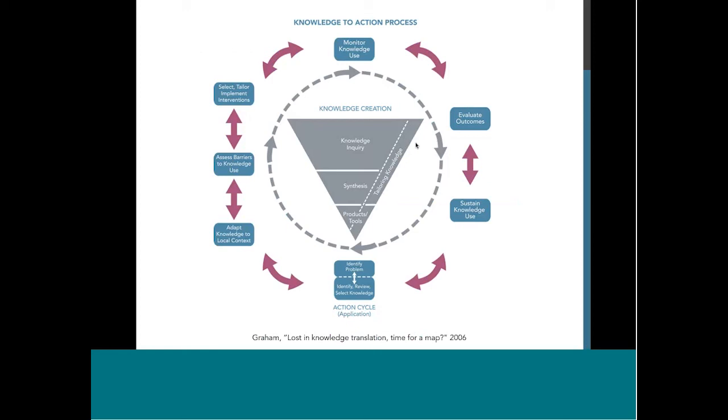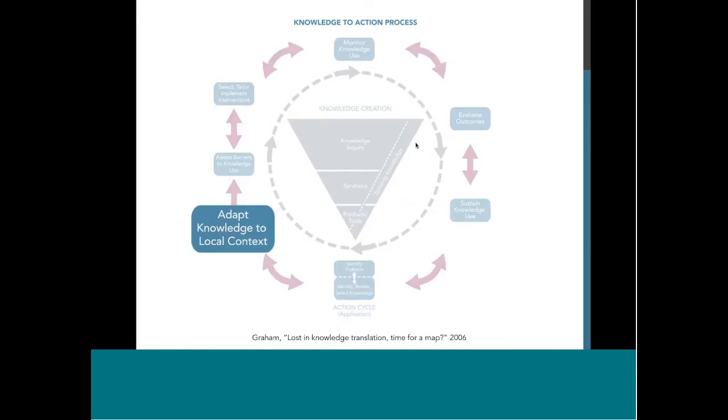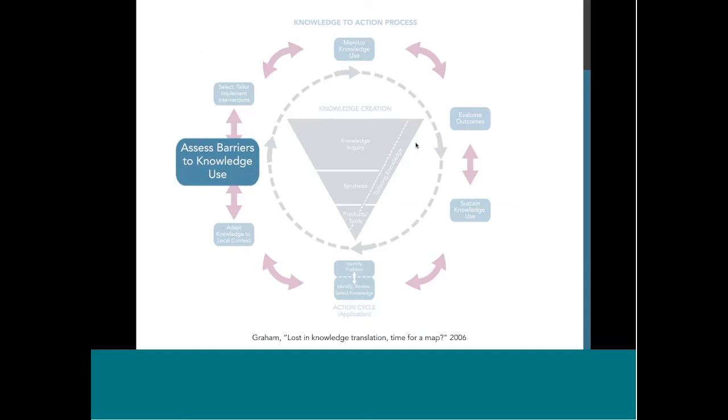There's room for improvement in how we develop decision aids by paying attention to two particular phases in the knowledge to action cycle. Adapting knowledge to local context, and assessing barriers to knowledge use. And I'm going to argue that by understanding the local context in which shared decision-making tools and decision aids are used, we might get closer to creating tools that aren't just effective, but are also adopted.